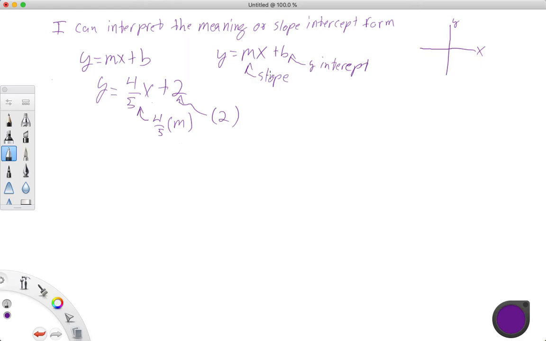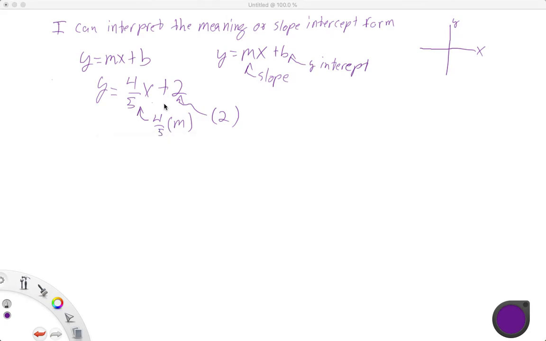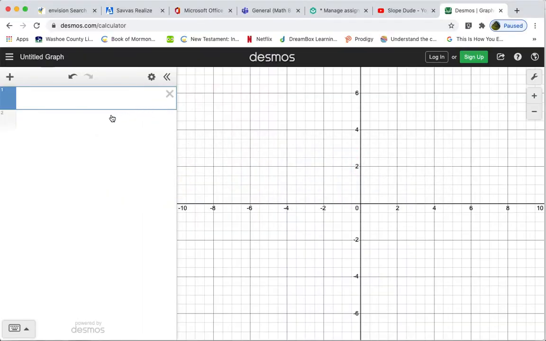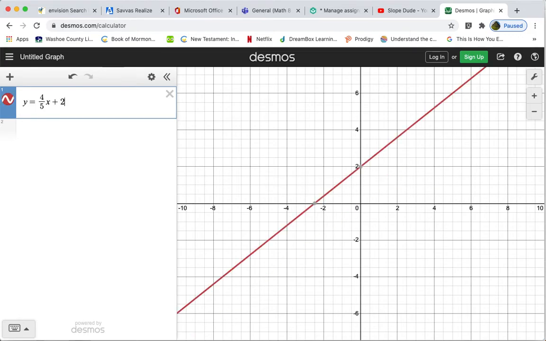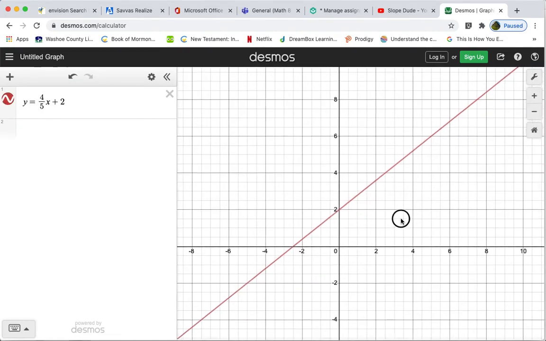Okay, so this is where graph paper would come in handy. I don't have graph paper here. I could draw it on something like this, but it's really not going to be very pretty. So if you're doing something online and you need to graph, I recommend using the Desmos calculator. Type in y equals 4/5 x plus 2, and it will automatically graph it for you. You can adjust your window and move this around.